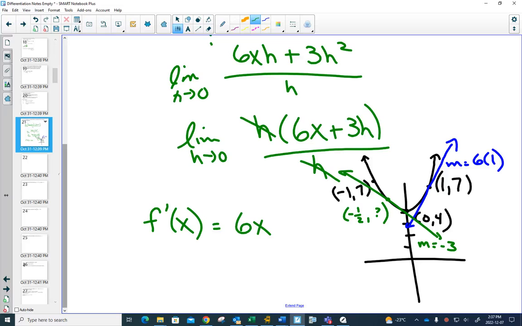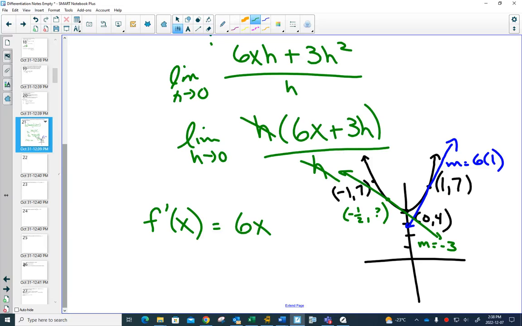And it's telling me at that moment, that's how fast the graph is changing. The graph is changing, it's going down 3 and over 1 per whatever unit of time you're looking at. It's giving you an instantaneous rate of change at that moment.